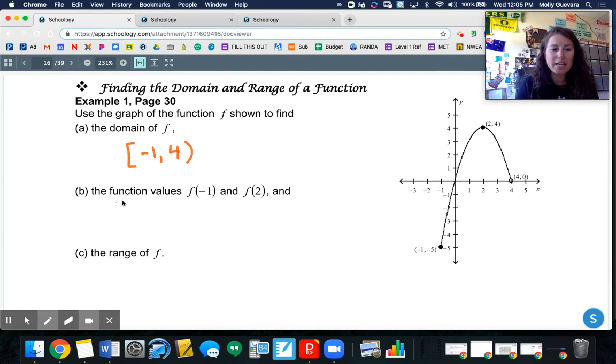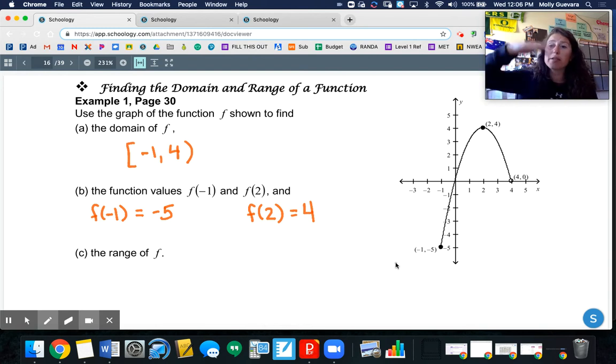Part B says the function value, so I want to find what is f of -1. What do I get out when I plug in -1? Right here, my x is -1, my y is -5. So f of -1 is -5. And here, what do I get when I plug in 2? If I plug in 2, I go up till I touch the graph and I get 4.